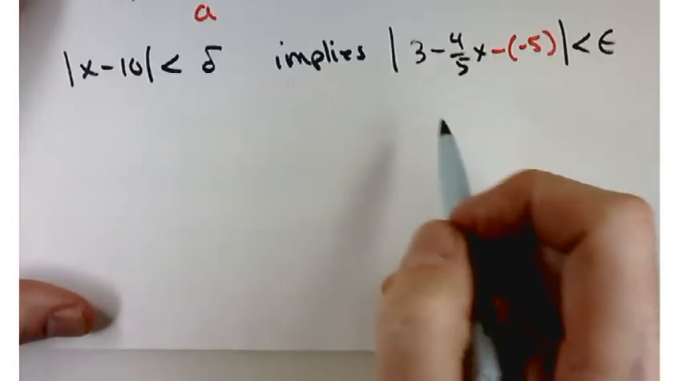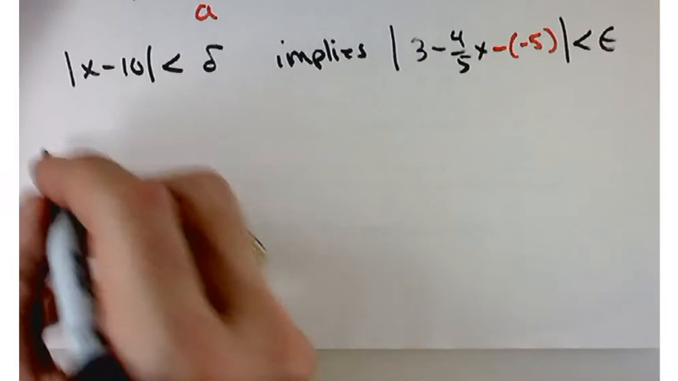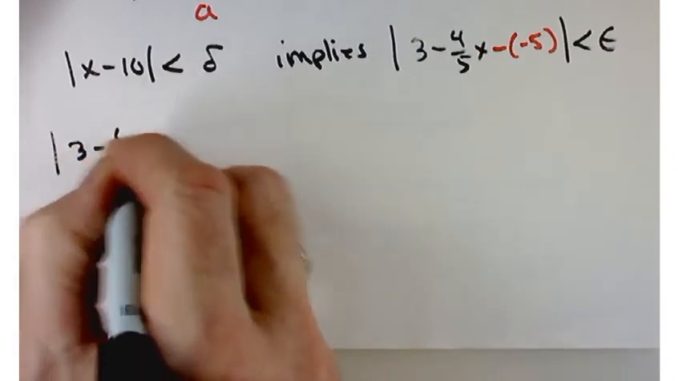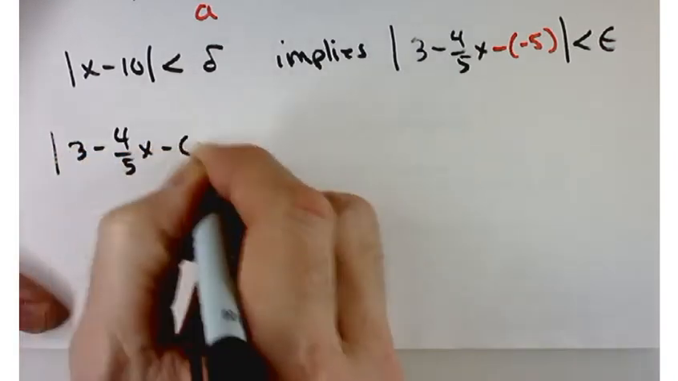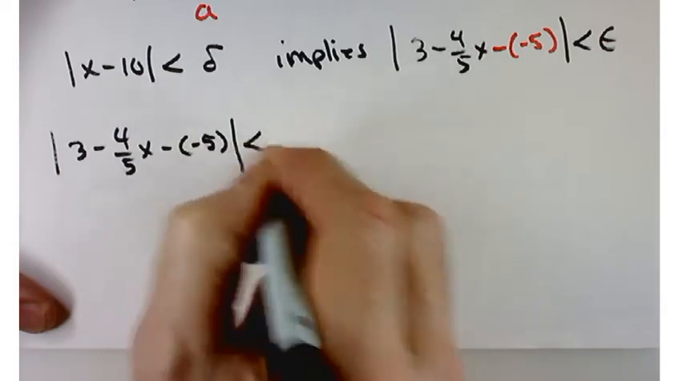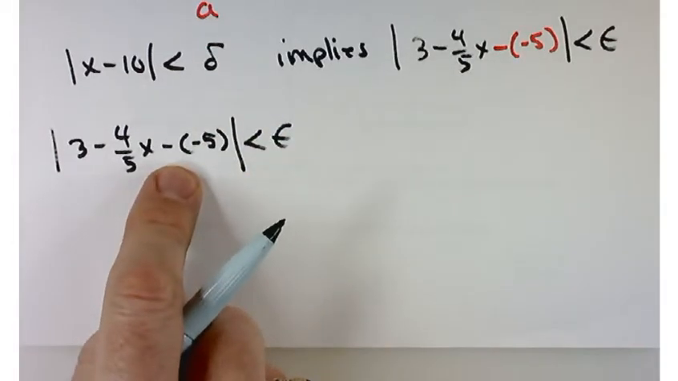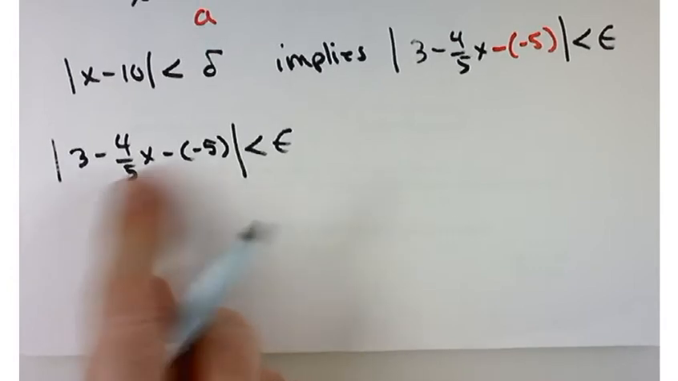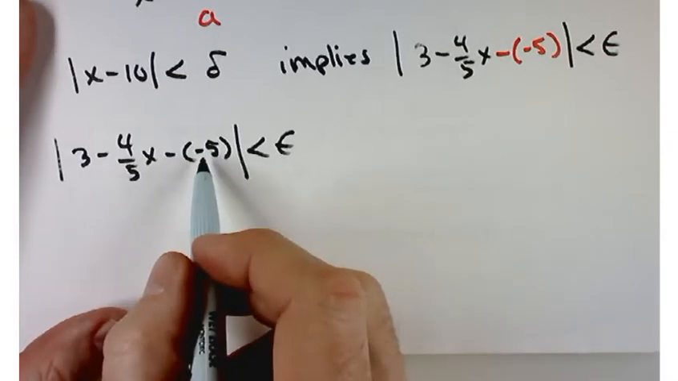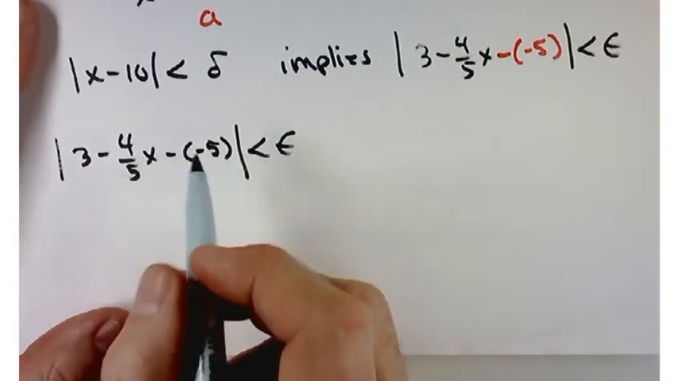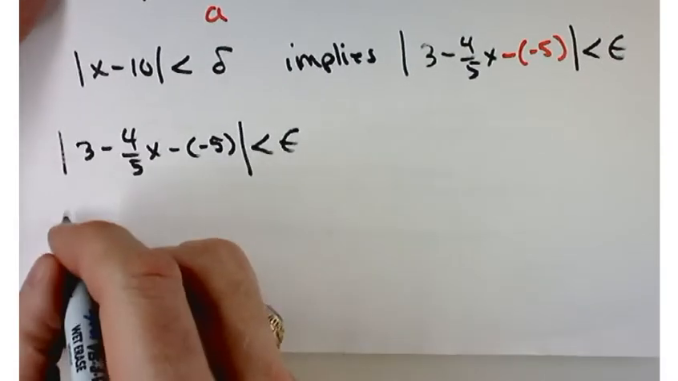So, first things first, let's take a look at this one. |3 minus 4/5 x minus negative 5| was less than epsilon. There's some simplification I can do in here, right? What's going to simplify in here? Minus negative 5 becomes a plus 5. Plus 5 and 3 gives me 8.